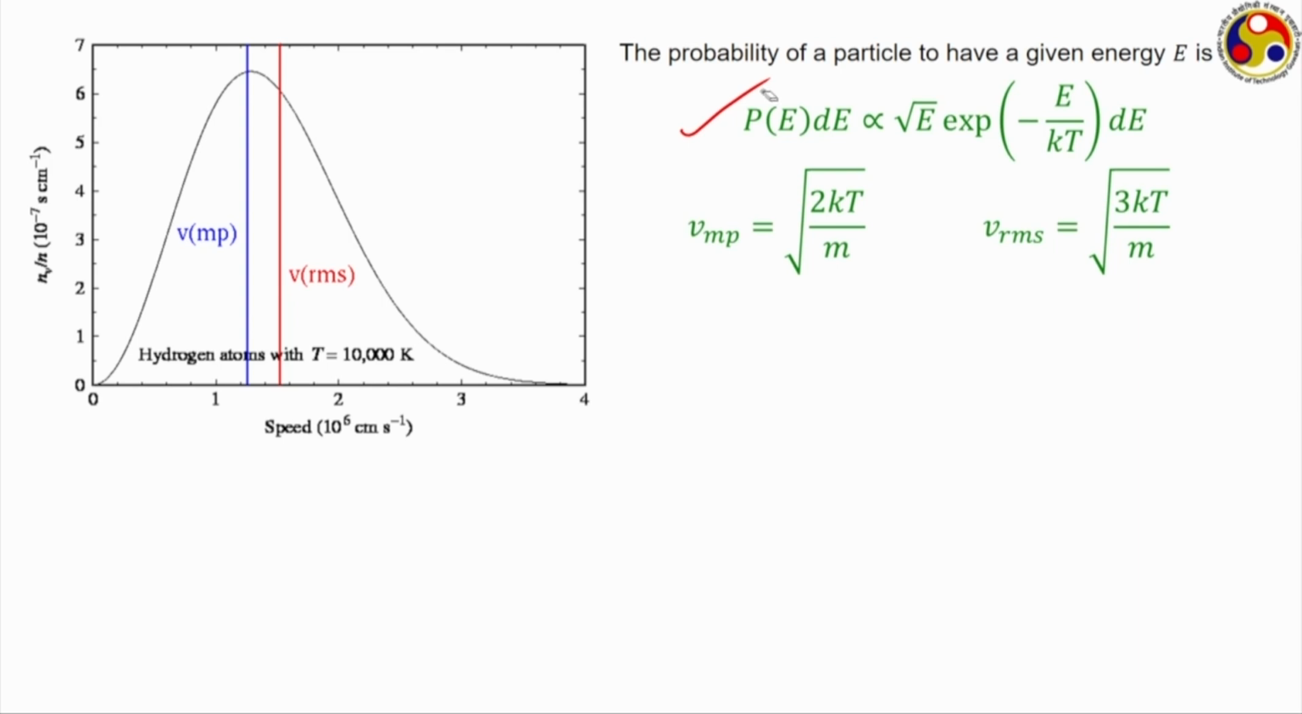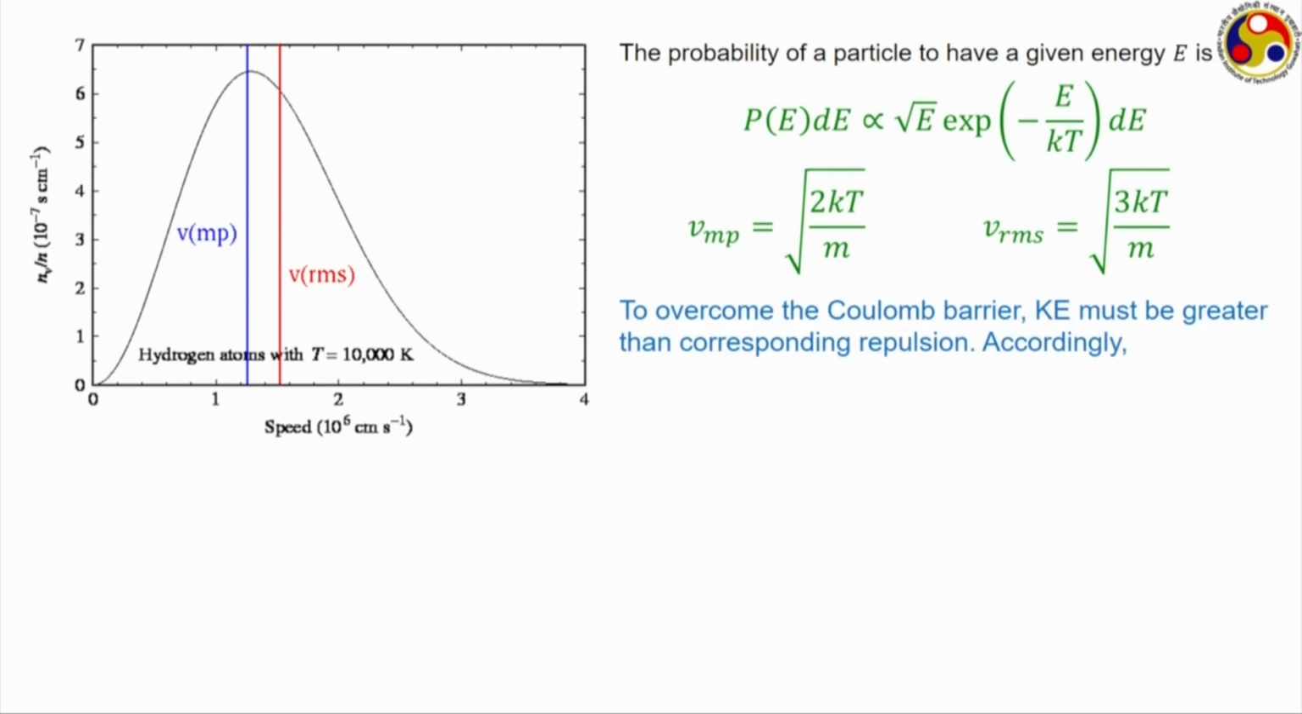I am not going into the details of this, because these are all standard in kinetic theory. Now, to overcome the Coulomb barrier, kinetic energy should be greater than the corresponding repulsion, and accordingly we can write that the kinetic energy of the particle, which is half m V RMS square, should be greater than the UC that we have.